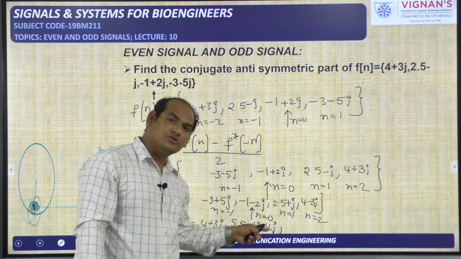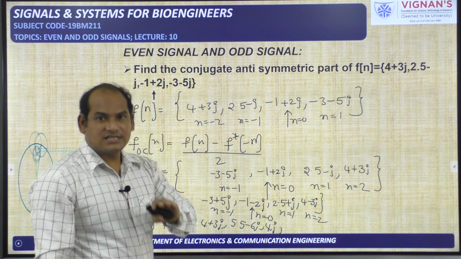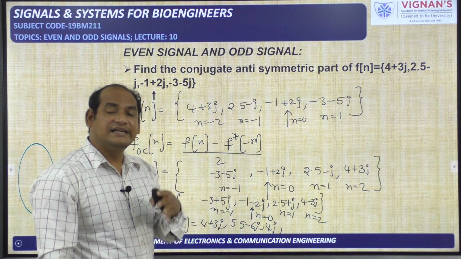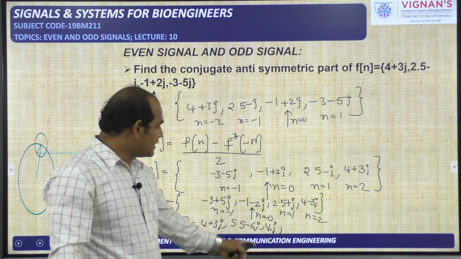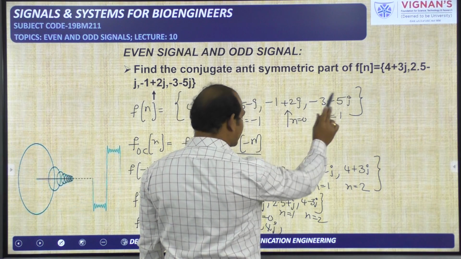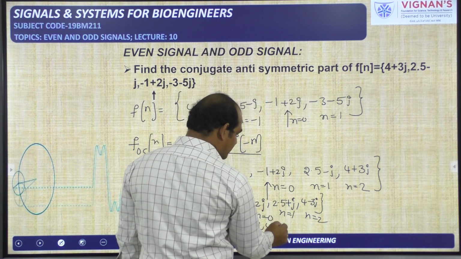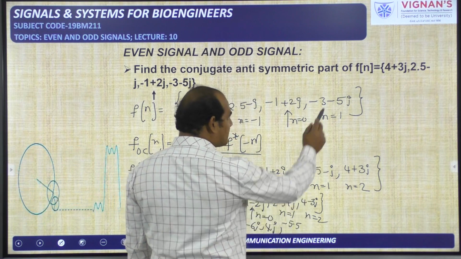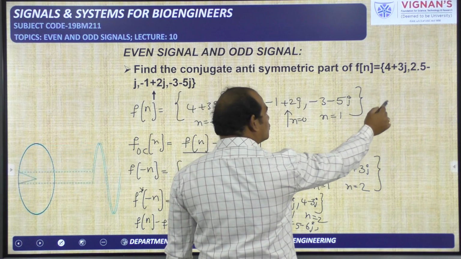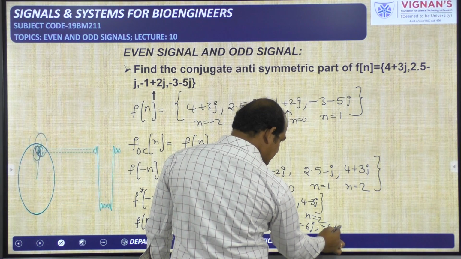So real part is becoming 0. So here we can conclude that for all the antisymmetric signals, for all the conjugate antisymmetric signals, the value of the real part at n is equal to 0 is 0, but imaginary part may be available. Okay, so this is over. At n is equal to 1, minus 3 minus 5j, at n is equal to 1, 2.5 plus j. So subtract these two. So minus 3 minus 2.5, that is minus 5.5, minus 5j minus j, that is minus 6j. Next, at n is equal to 2, here no value is there, that means 0 minus this one, that is minus 4 plus 3j.